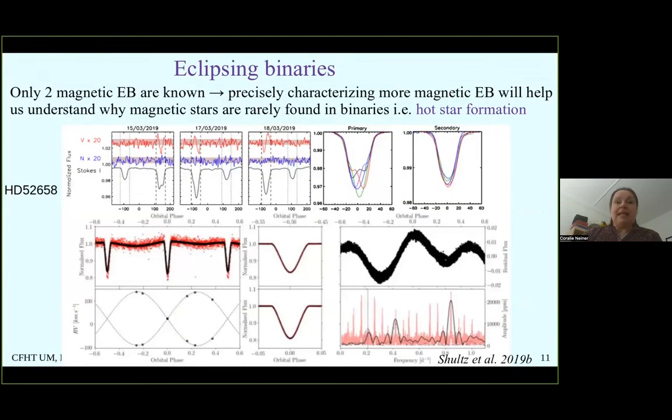Another example is eclipsing binaries. Today we know only 2 eclipsing binaries with a magnetic component. And these eclipsing binaries are very important because they give us very precise stellar parameters. And thanks to our selection with TESS, we have many candidates now of magnetic eclipsing binaries, and we want to characterize them. And we hope it will help us understand why magnetic stars are so rare in close binaries.